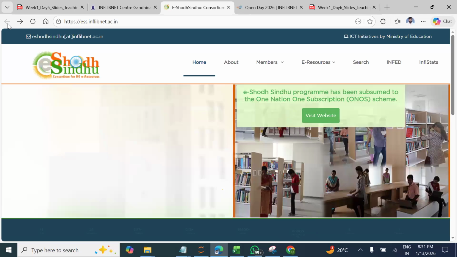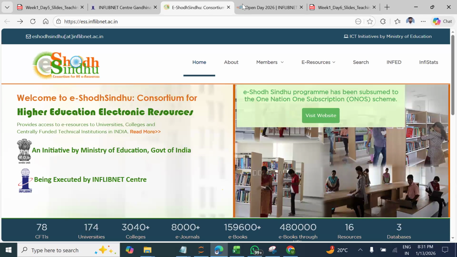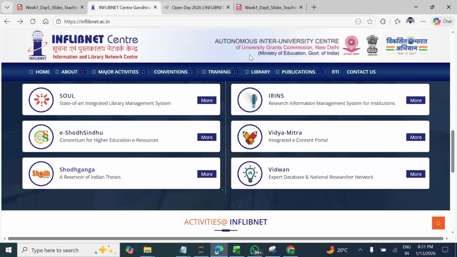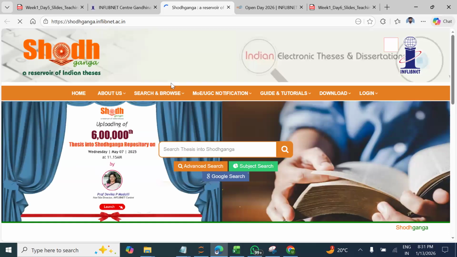You can say e-ShodhSindhu, right? Now we'll go to the next one. You can see ShodhGanga. Some of you must be knowing ShodhGanga. ShodhGanga is basically a reservoir of Indian theses.